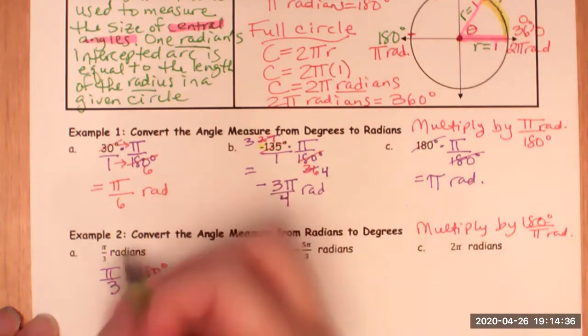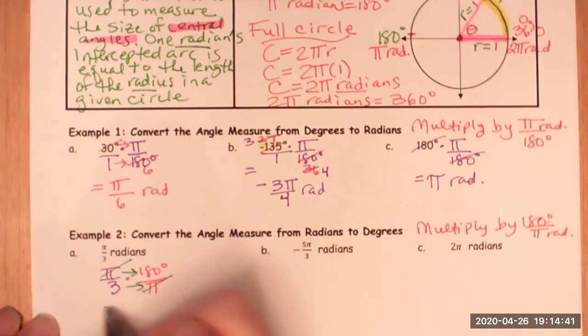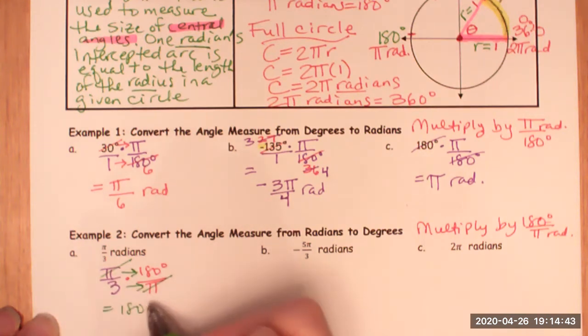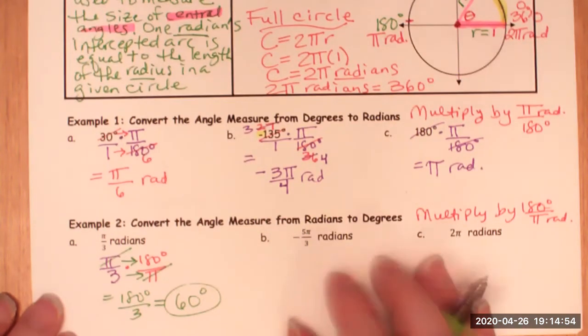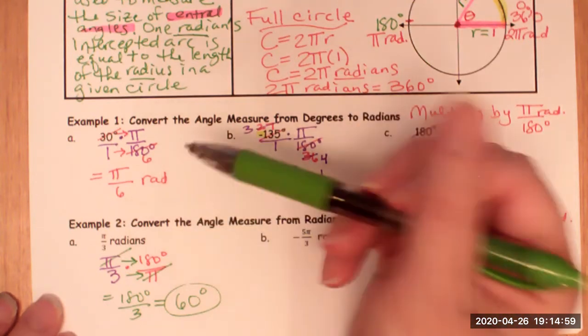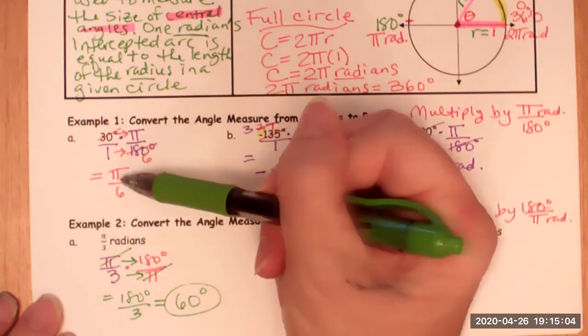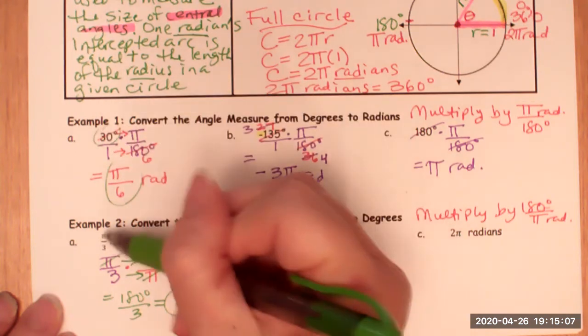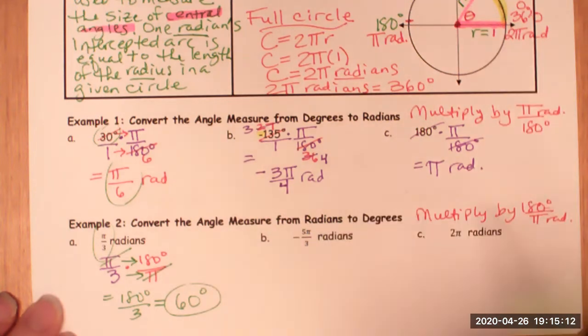So we'll cancel pi here, and then just multiply across. In the numerator, we'll get 180. In the denominator, we'll get 3. And so we can see that pi over 3 radians is equivalent to 60 degrees. By the way, these are going to be very, very useful very shortly. We're going to be looking at knowing equivalent values on the unit circle, converting from radians to degrees and back and forth. 30 degrees and pi over 6 and pi over 3 and 60 are just conversions that you're going to know off the top of your head.